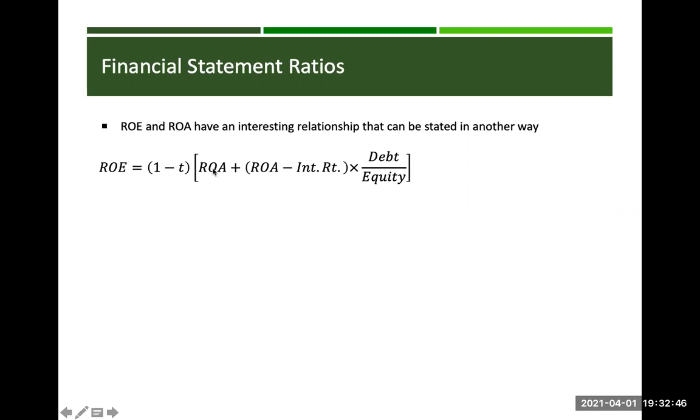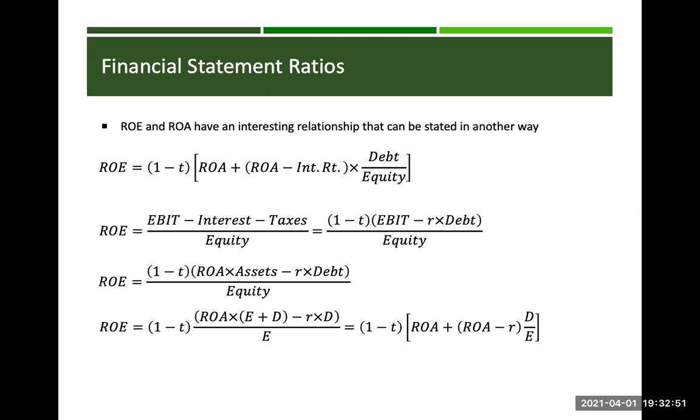Now you might be thinking, wait, hold on, return on assets is divided by assets. So how can this hold true? Okay, bear with me. Return on equity is EBIT minus interest minus taxes divided by equity. That's the same thing as 1 minus the tax rate times EBIT minus the interest rate times debt, divided by equity. Okay, next line. EBIT is simply ROA times assets. Return on assets times assets gives you earnings before interest and tax. Interest expense, so minus R times debt, that's interest expense. All divided by equity.